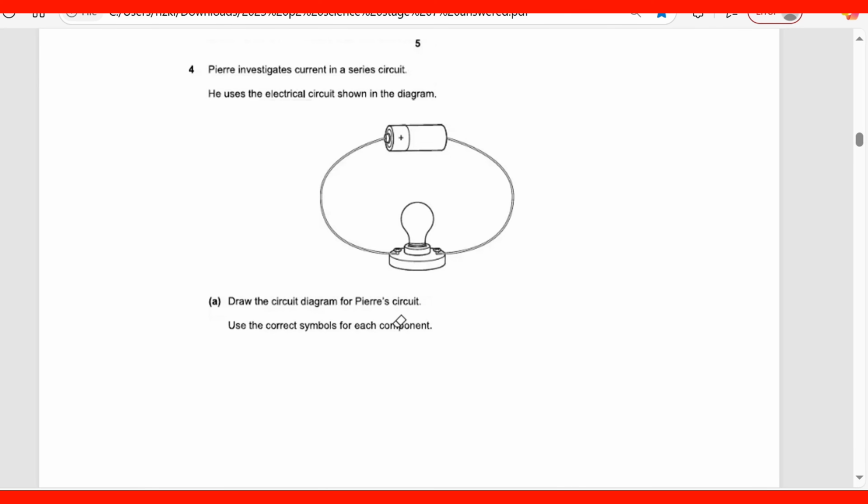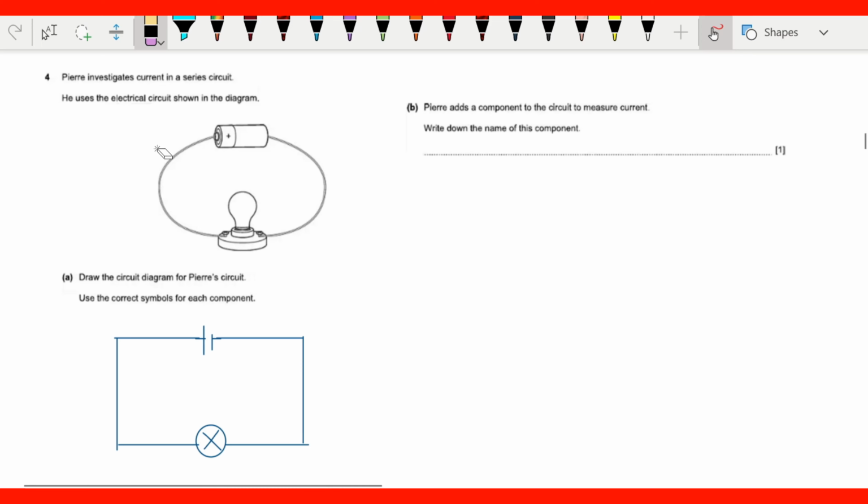Okay. Let's check out the answer, guys. Oh, this is the answer. So the circuit diagram for Pierre's circuit. The bulb is with this symbol. The cell is this symbol, and this is the wire. Okay, I hope it's clear. Now let's move on to question 4b. Pierre adds a component to the circuit to measure current. Write down the name of this component.